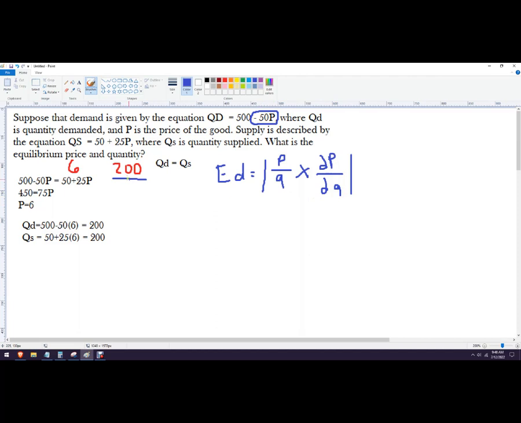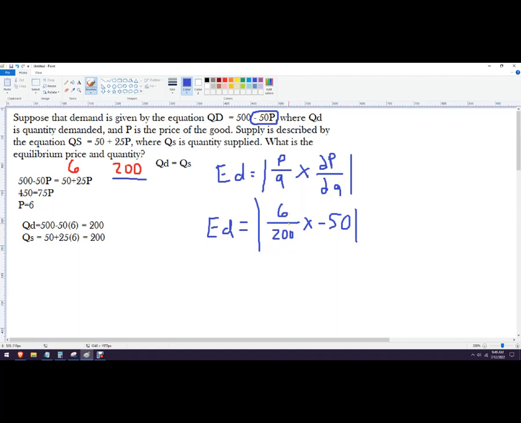So in this particular problem, we just take 6, and we do the absolute terms for elasticity at that particular point. So it's 6 divided by 200, and then times negative 50. Elasticities will always be negative numbers, so if they don't care about the absolutes, then it'll just be the negative number. But in this case, we'll use the absolute since it's more common.